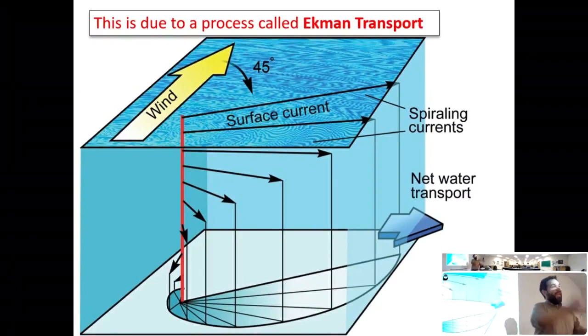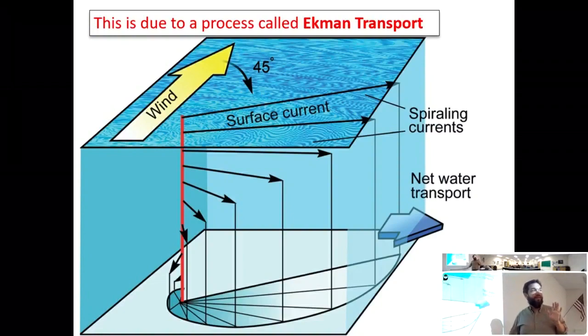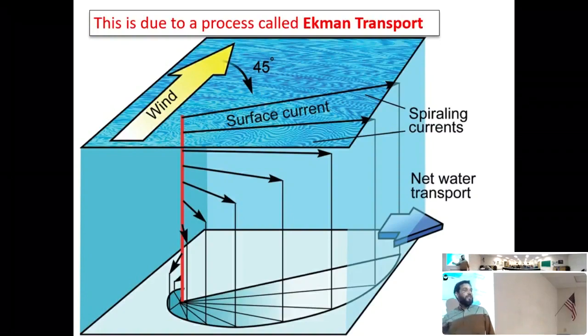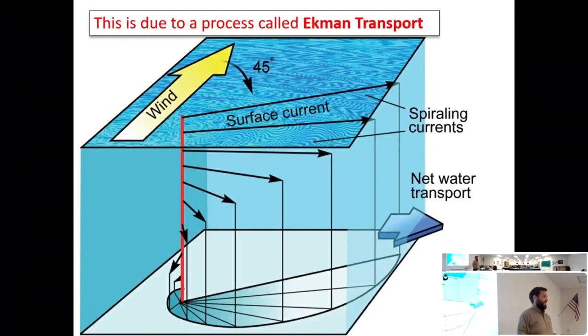But guess what? It's going to get deflected to the right of the water above it. And then the water below that is going to get deflected to the right from the water above it, and then the water even lower is deflected to the right of the water above that. And so on and so forth, till all the way down the water is actually moving backwards. Isn't that weird? It's very weird, but that's what happens with the Coriolis effect in the ocean.